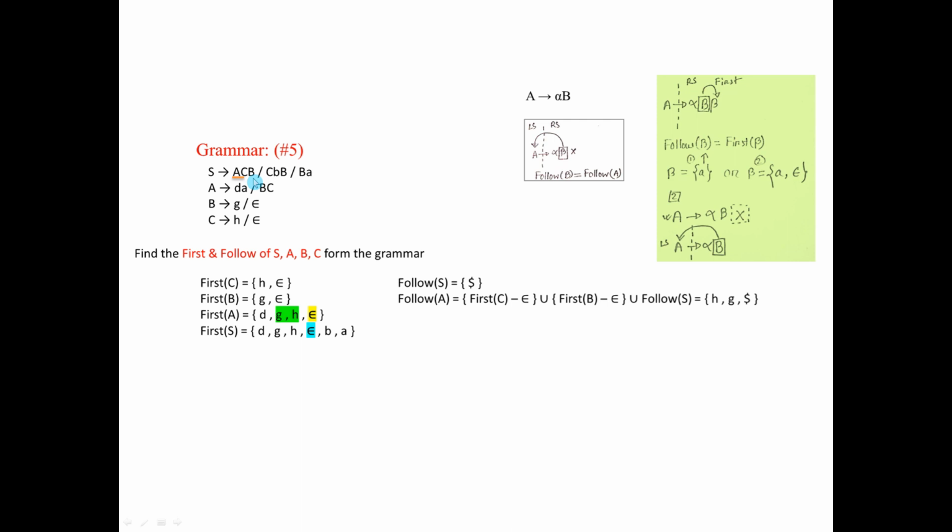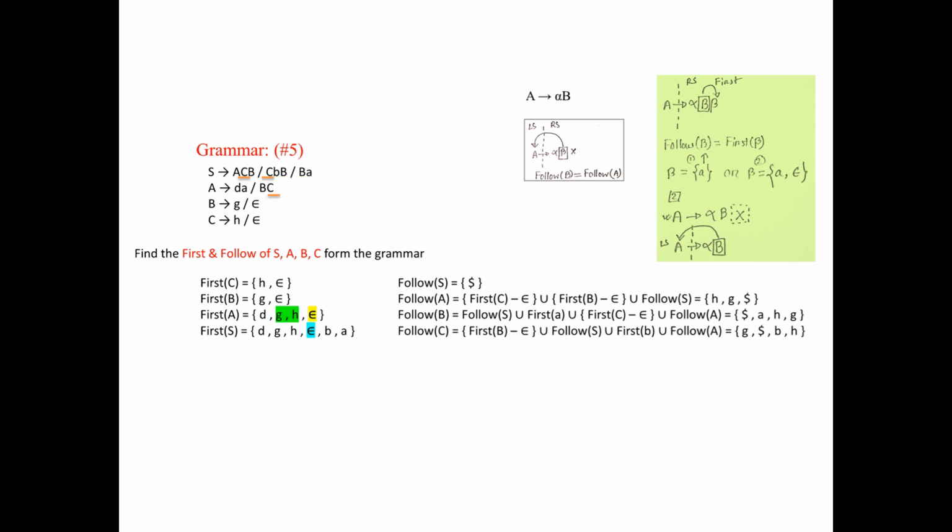In the same way, if epsilon of B is removed or vanished, there will be no other symbol on the right side of A. The follow of A will be follow of S by rule number 2, as we discussed in previous examples. So the follow set for A will be H, G and dollar. Similarly, follow of B will be follow of S union first of A, union first of all elements of C without epsilon, union follow of A. So the follow set for B will be $, A, H and G.